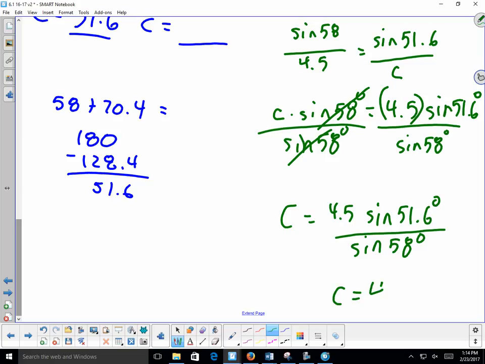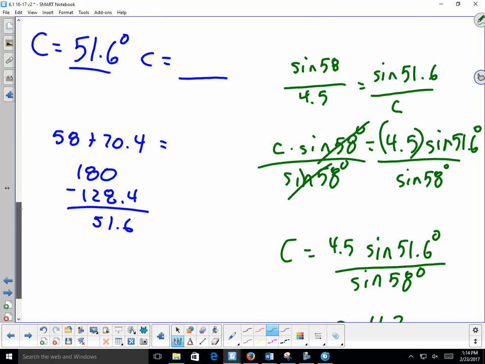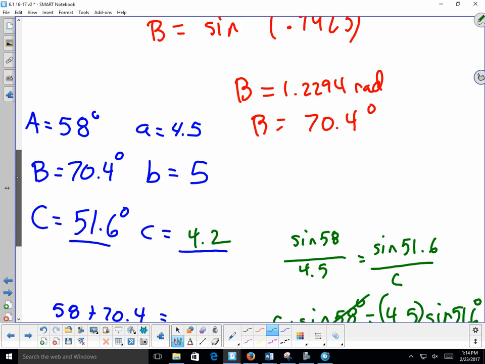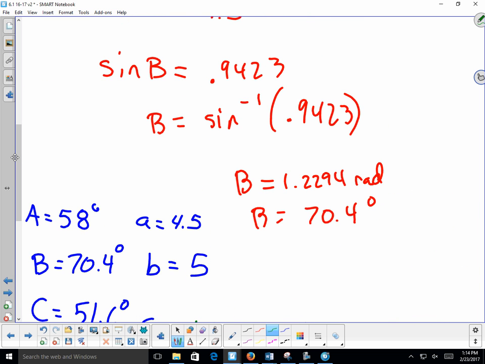Let's just give one decimal place. So 4.16. Let's go with 4.2. Are we okay with 4.2? Okay, so that means this is 4.2, right? But wait, I have to back up. We got B is equal to 70.4 because that is the angle that has a sine inverse of 0.9423.